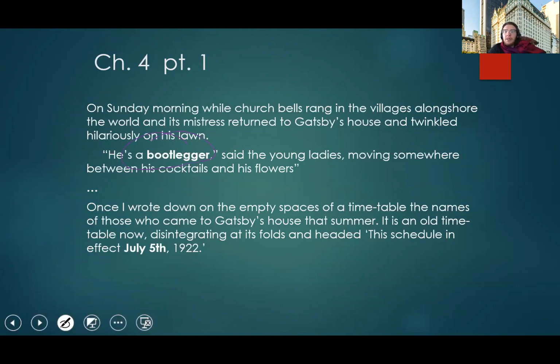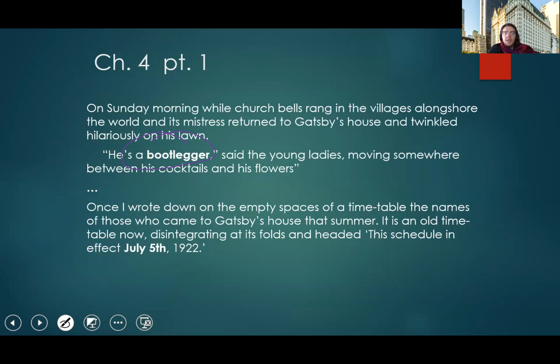He's a bootlegger. You might know this term from doing prohibition in history class, but a bootlegger is somebody that moves alcohol illegally, particularly during prohibition. Nick follows up by saying, "Once I wrote down on the empty spaces of a timetable the names of those who came to Gatsby's house that summer. It is an old timetable now, disintegrating at its folds, and headed, 'The schedule in effect, July 5th, 1922.'"